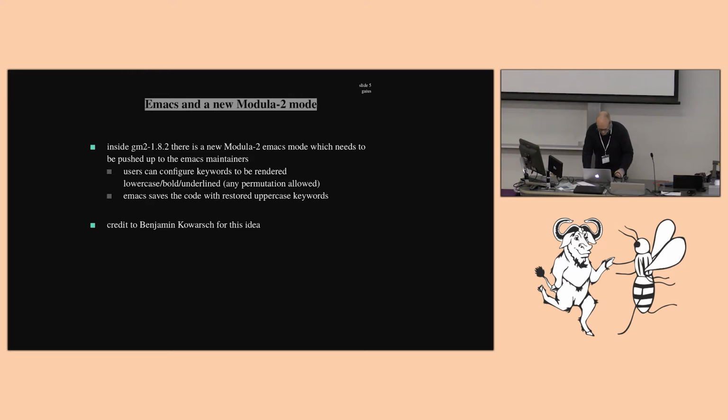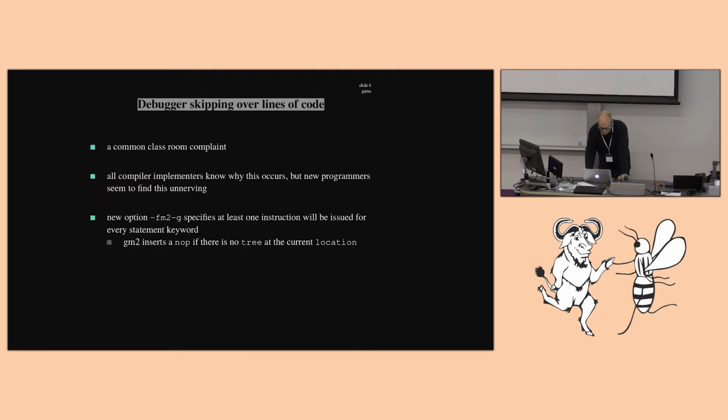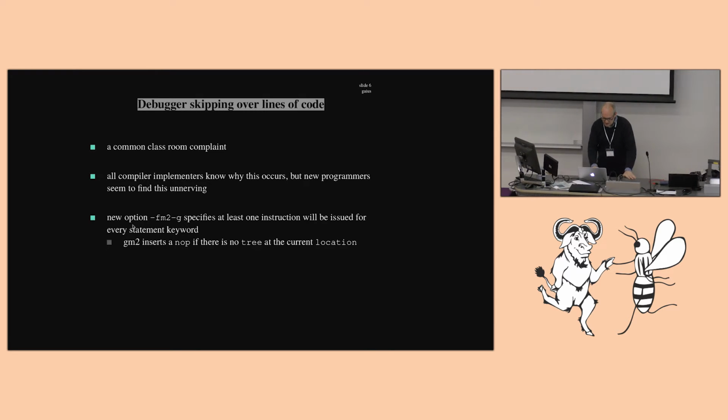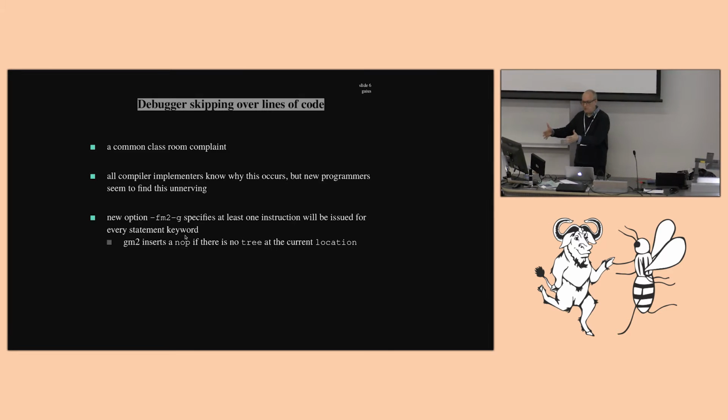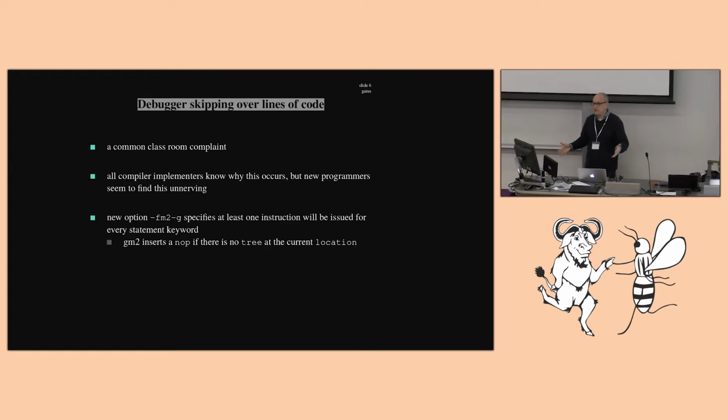So this is the new option for Modula-2. In GCC 8.2.0, we have a new option, -fm2-g, which insists that at least one instruction will be issued for every statement keyword. Now, if there's already an instruction at that keyword, it doesn't create a new one. It does it intelligently. But if there's nothing, then it'll insert a no-op. And that's really easy.